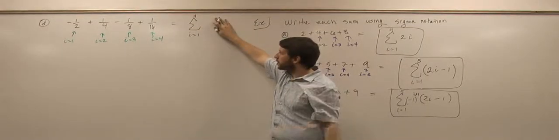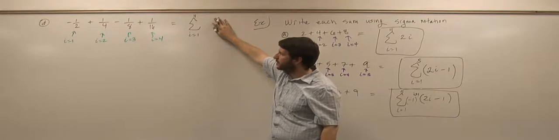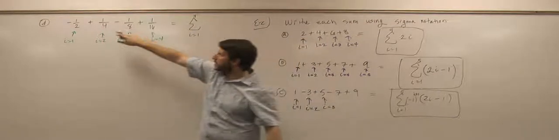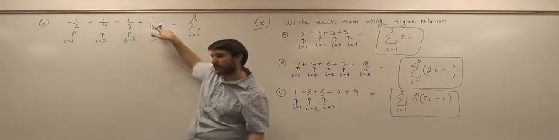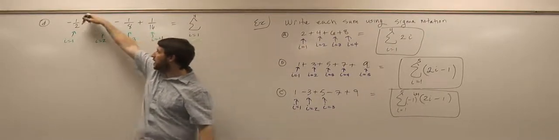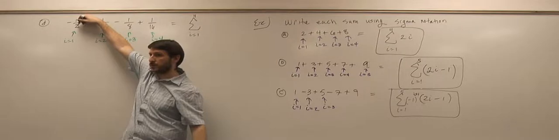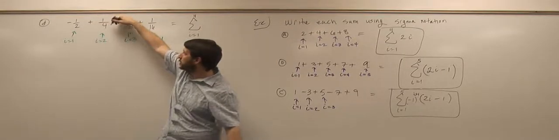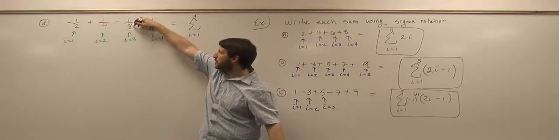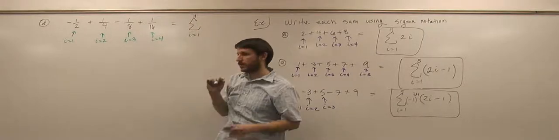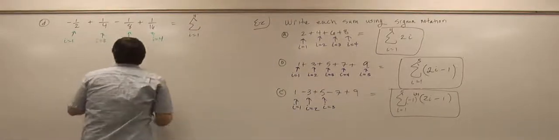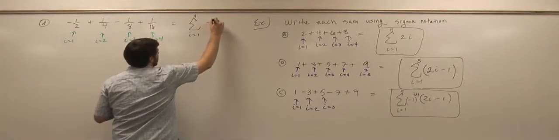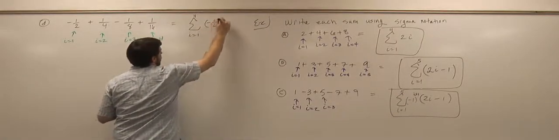Yeah, now what's the pattern here? Do you guys see the pattern? Yeah, one way to say it is that these are powers of 1/2. Or another way to say it is that the denominators are all powers of 2. Right? This is 2 to the first, 2 to the second, 2 to the third, 2 to the fourth. So the easiest way to write this would be -1/2 to the I.